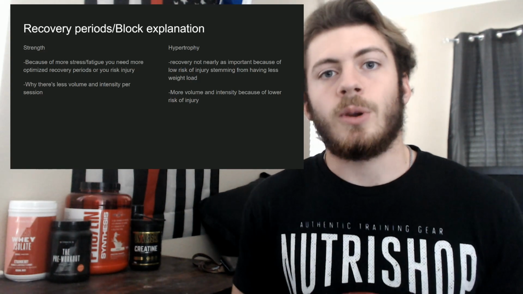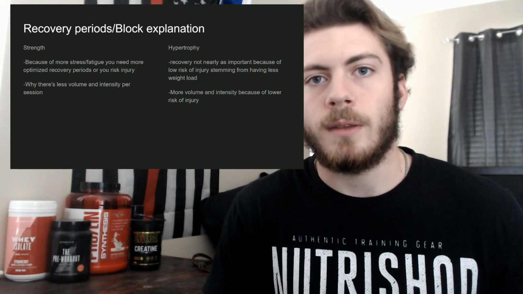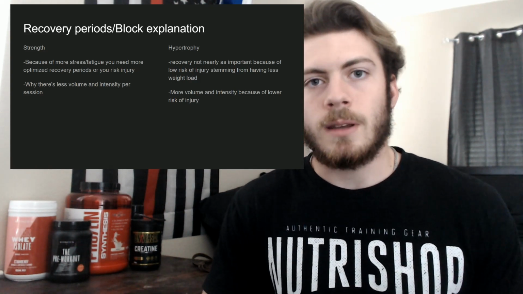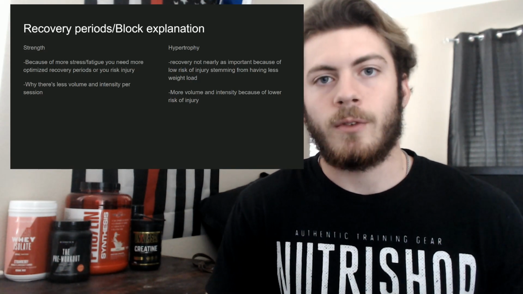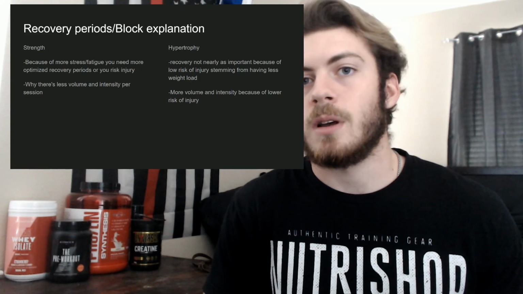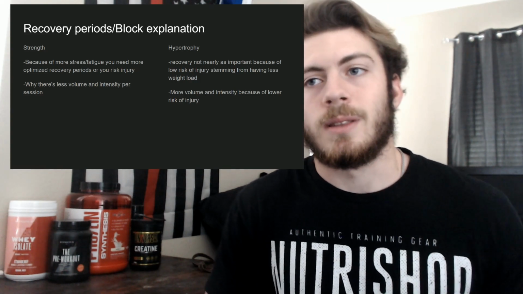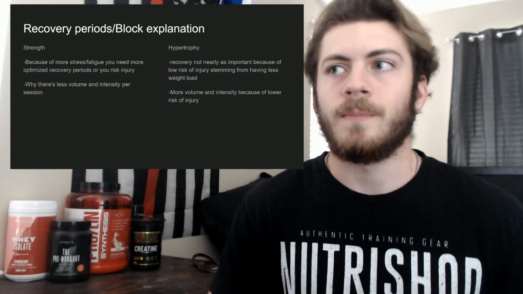And that's completely true. If you have more fatigue and you try to lift the same weight that you lifted yesterday and you're fatigued, you're either not going to get the weight up, or you're going to try to cheat it up and have really bad form and even potentially injure yourself, which is obviously not good. And that's why there's less volume and intensity per session.